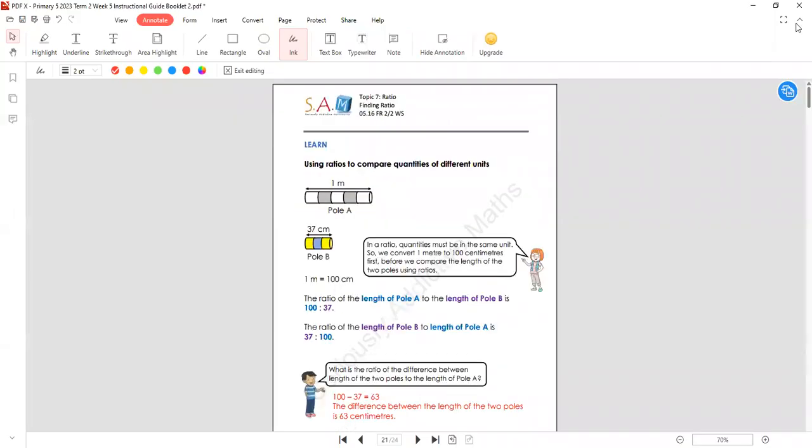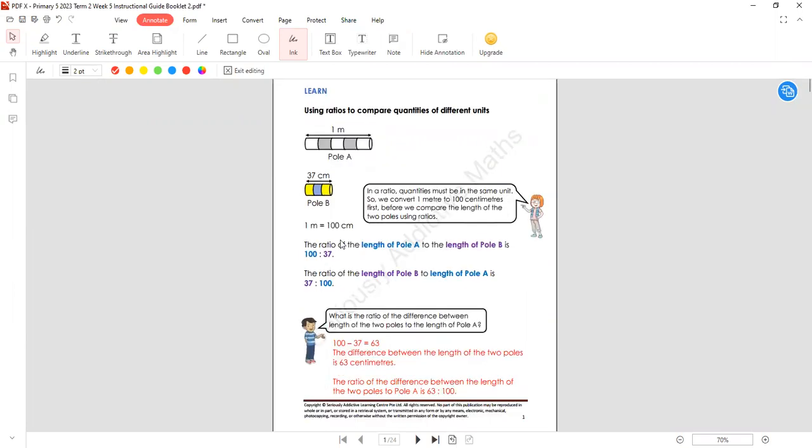Okay, for book 2, let's see. All right, so this is using ratio to compare quantities of different units. Here you can see the pole is 1 meter, and you convert into cm, that would be 100 cm. The pole B is 37 cm, so ratio of A:B is 100:37. And the other way round is true as well.